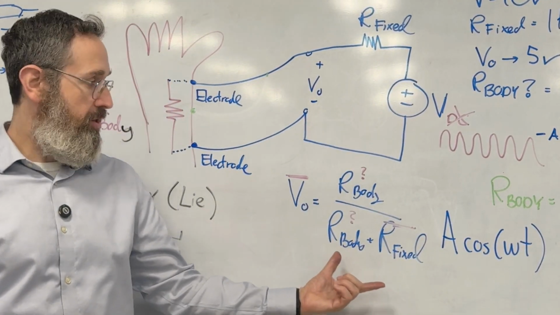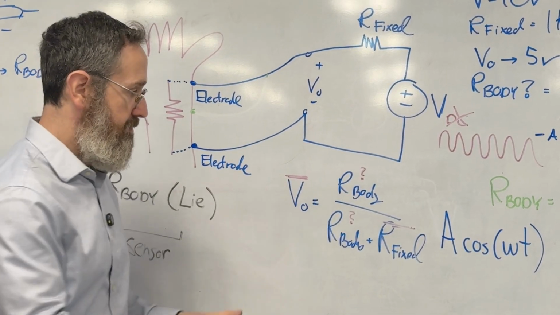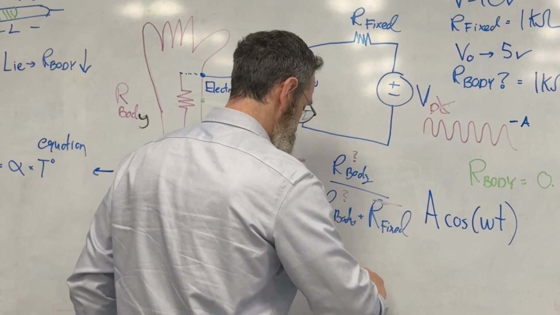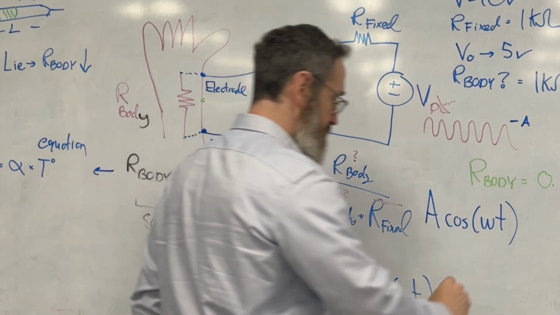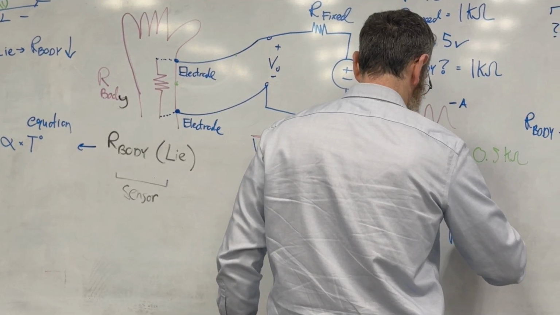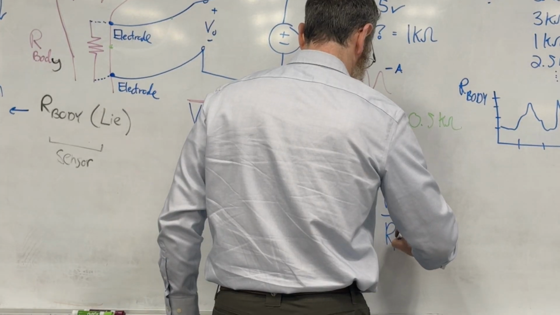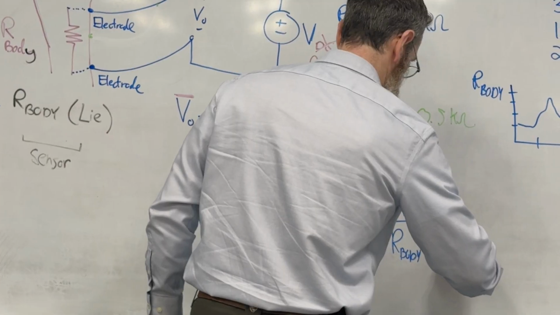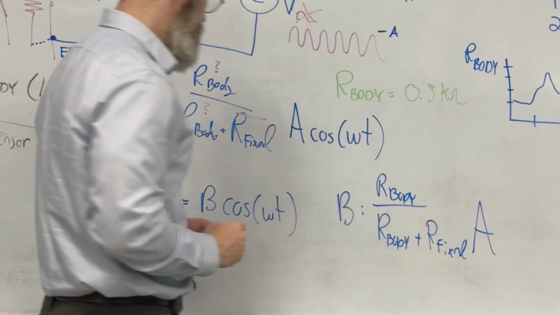And so this is our input. This is what we sometimes call the transfer function, and this is the output. The output is going to be V out equal to B times cosine of WT, to be clear, where B is our body over our body plus our fixed, times A.